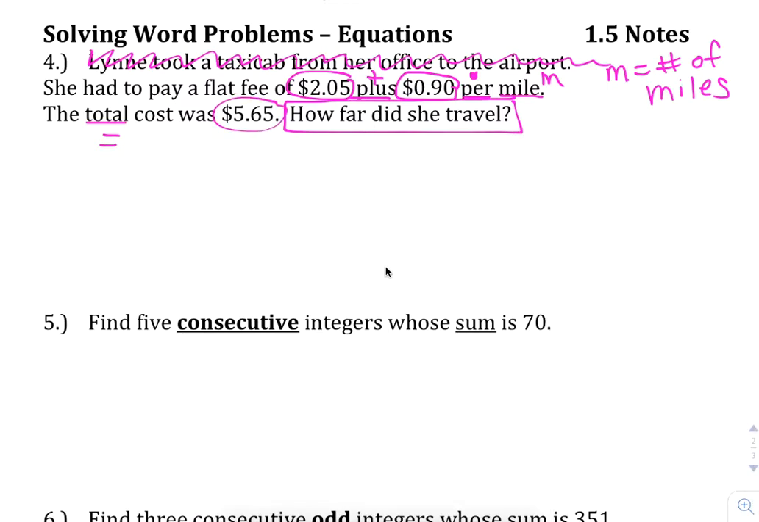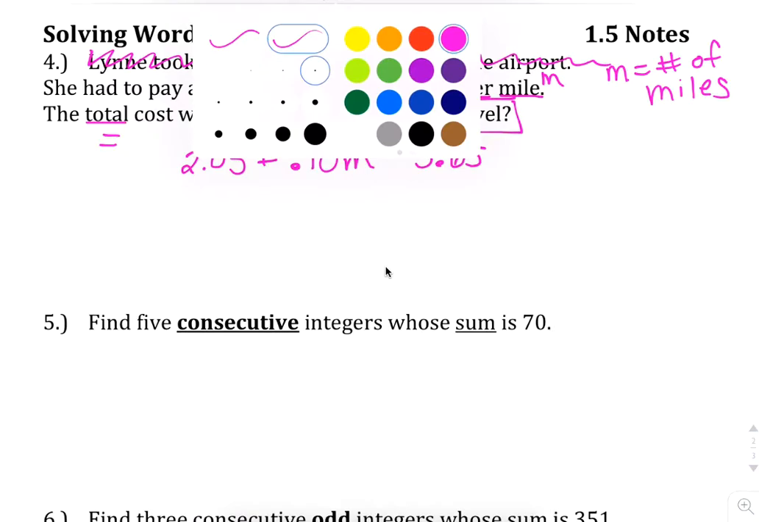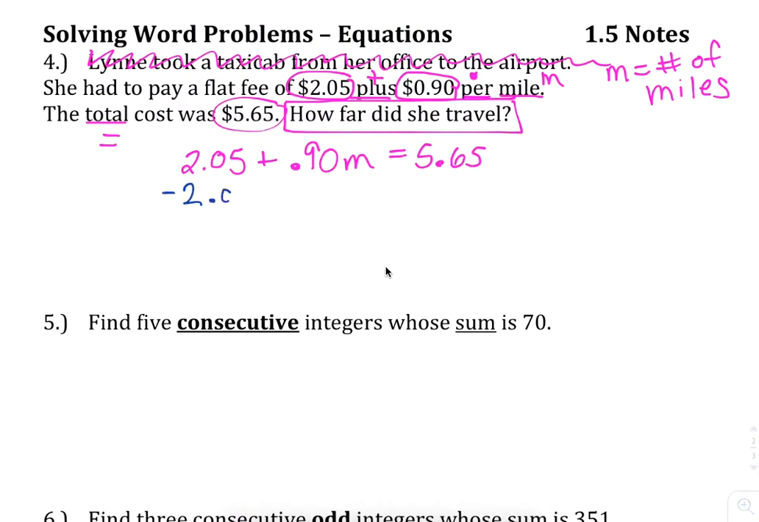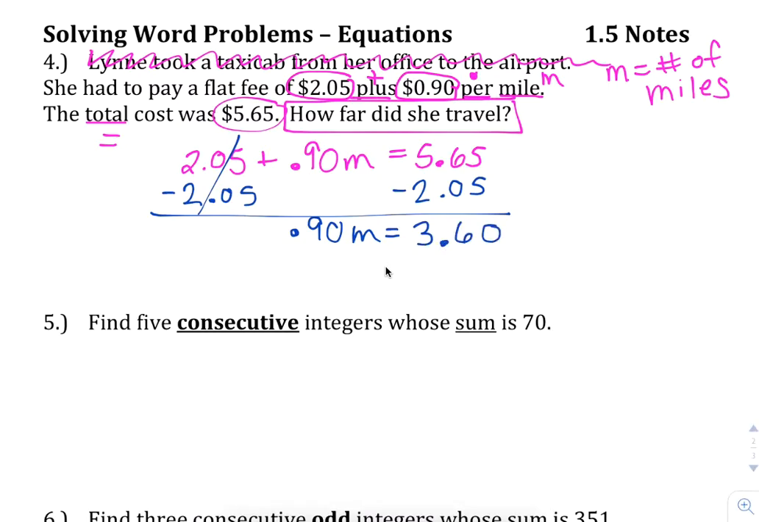All right, let's go ahead and write our equation. We got $2.05 plus 90 cents per mile, so times M, is equal to $5.65. All right, so let's go ahead and kick out our loner. If we do 5.65, subtract 2.05 from both sides, that gives us 90 cents times M equals $3.60. All right, how are we going to get that M by itself? Good. Hopefully you know that you're going to divide by 90 cents on both sides.